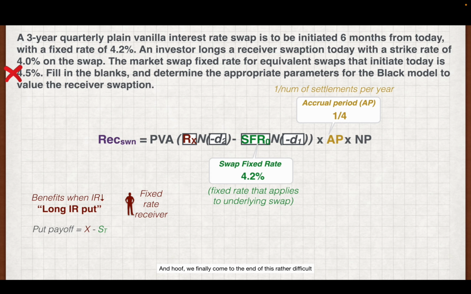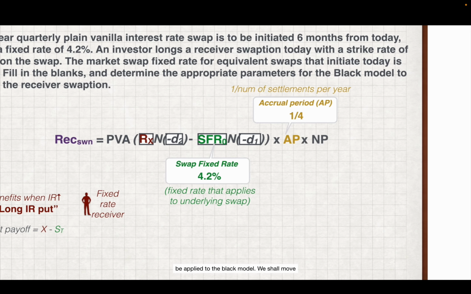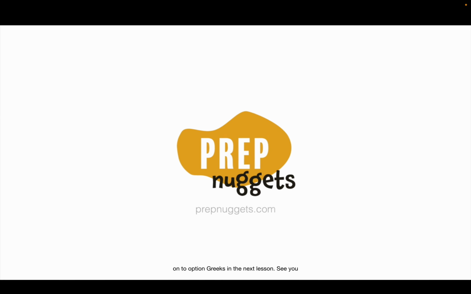And phew, we finally come to the end of this rather difficult lesson. As mentioned earlier, you shouldn't be too bogged down with the formulas and calculations. Rather, understand the underlying concepts of the derivatives and know the appropriate figures to be applied to the Black model. We shall move on to option Greeks in the next lesson.